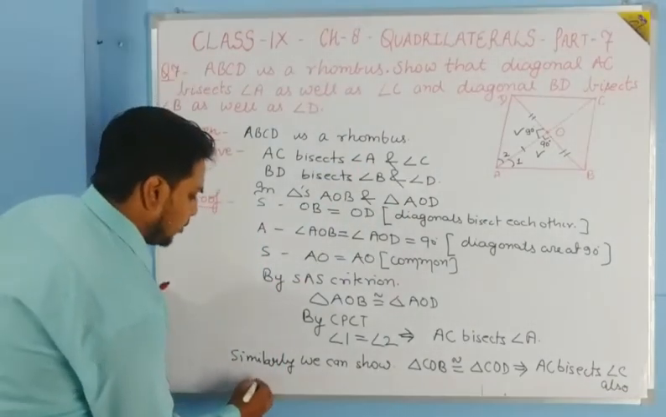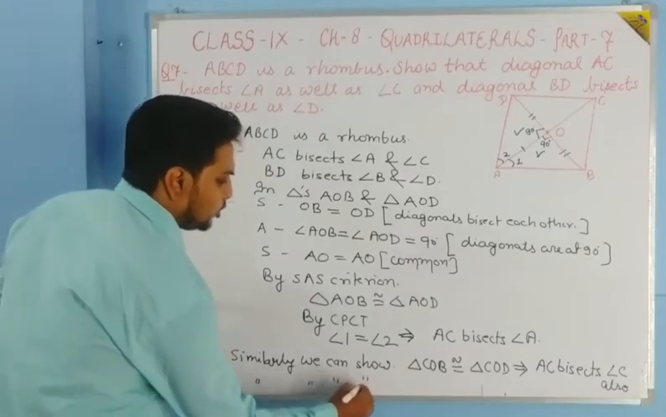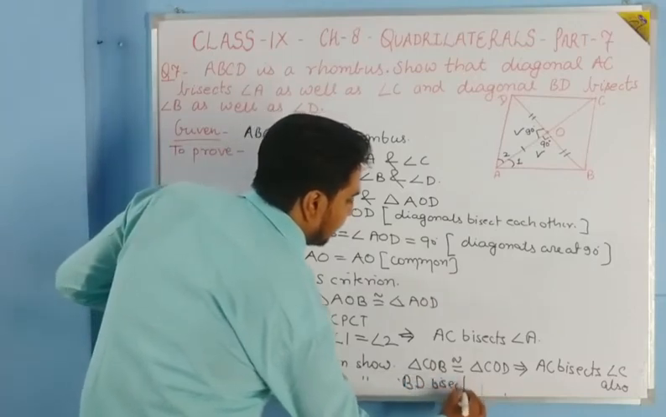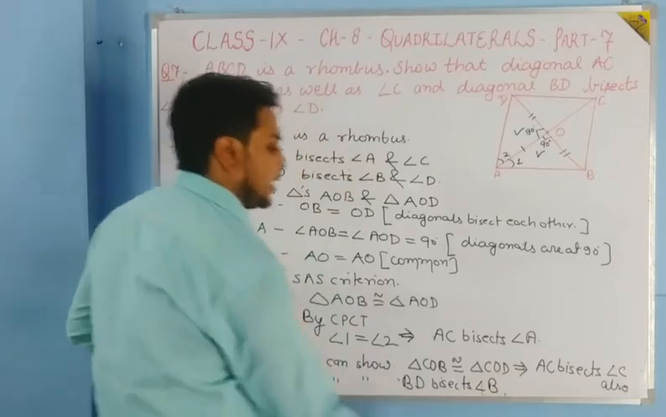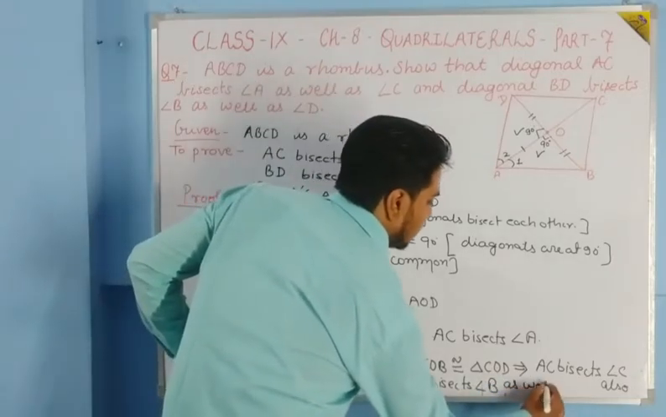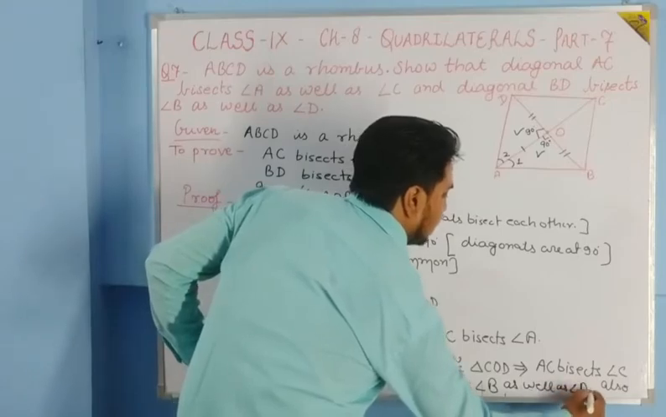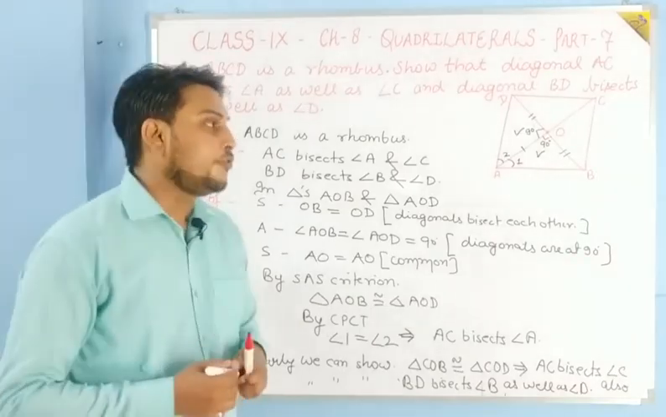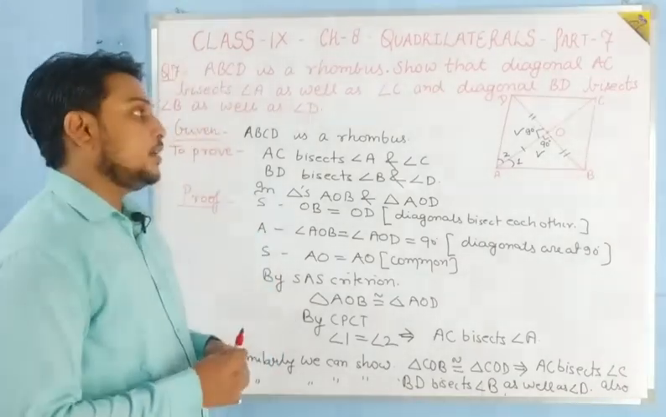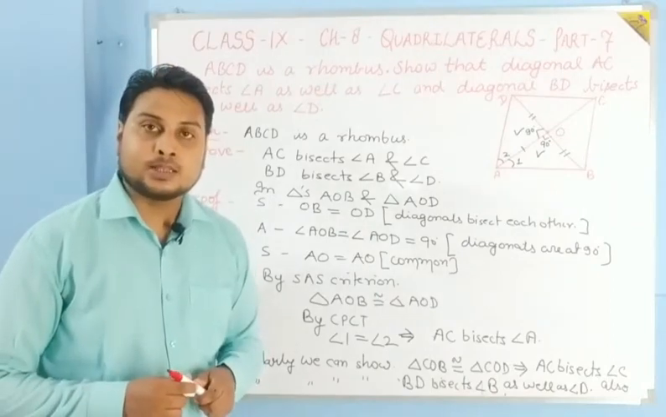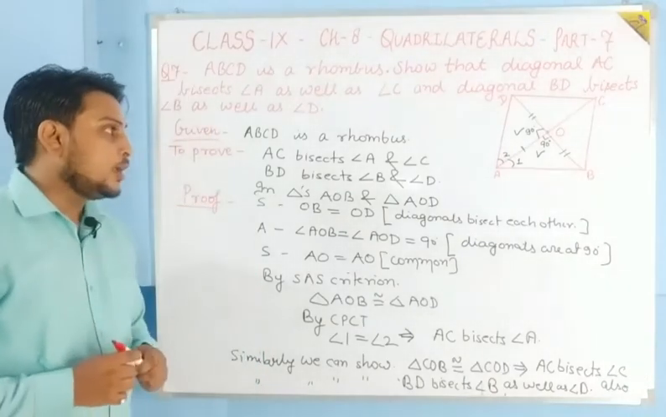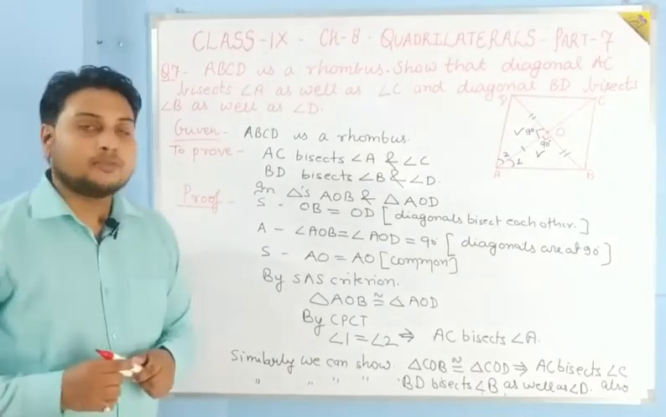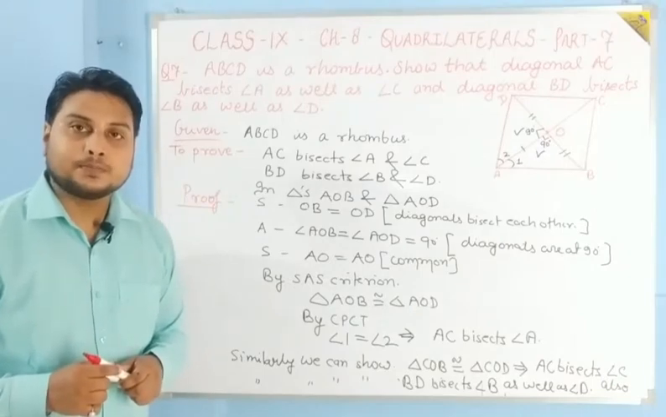So here one more time we will write that similarly we can show that BD bisects angle B as well as angle D. So this is how we can prove that the diagonals of rhombus bisect the angles. So students, now you can pause the video, and the method of proving is very easy. You can pause the video and note it down so that we can start our next question.